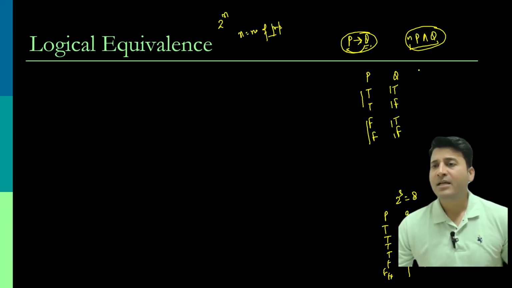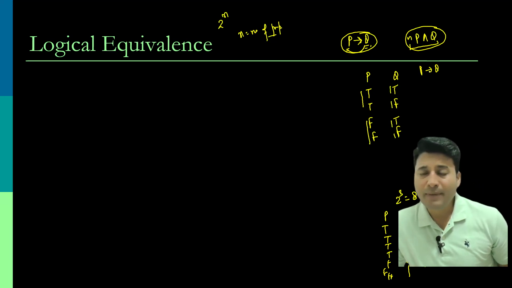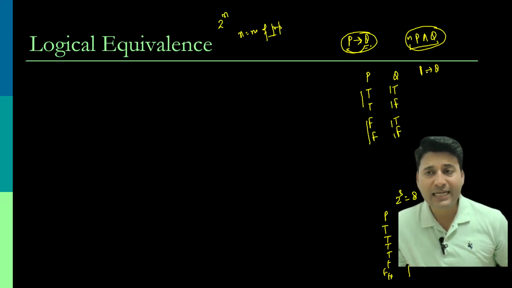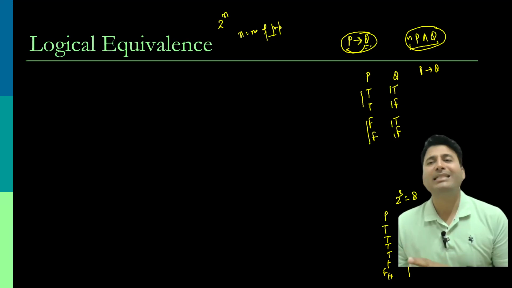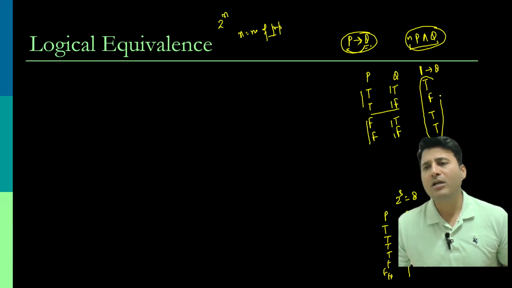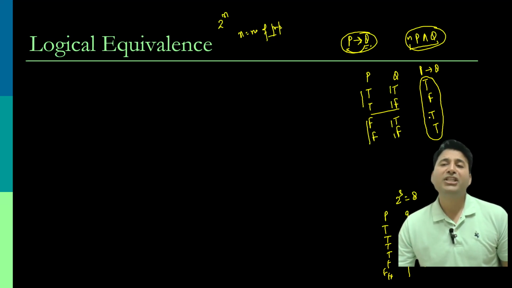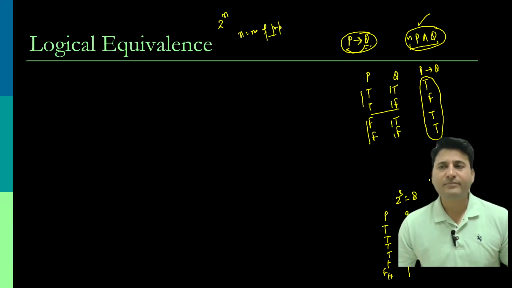Back to the problem. Now making a column for P implies Q. So remember implies column, implies connective. The output comes out as F when T implies F, otherwise always T. So where is T implies F? This is T implies F. Otherwise, it always comes out as T. So this is what we call the final column of the compound proposition P implies Q, and we are going to compare it with this one.